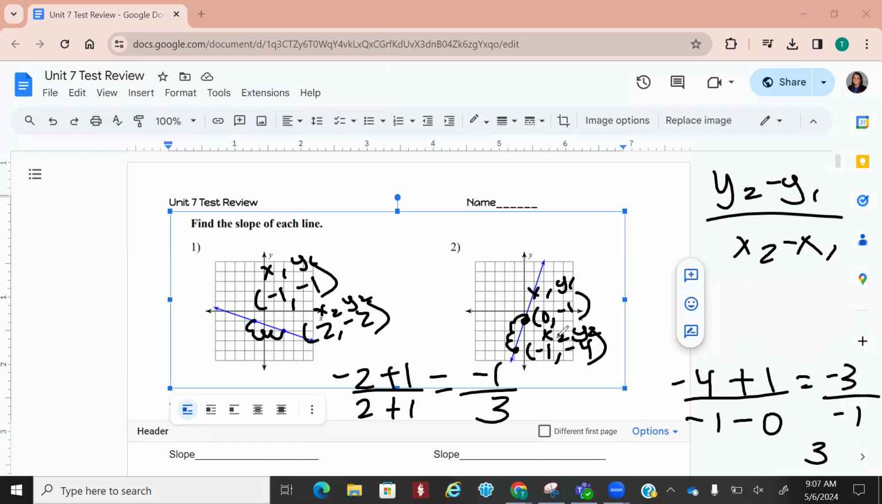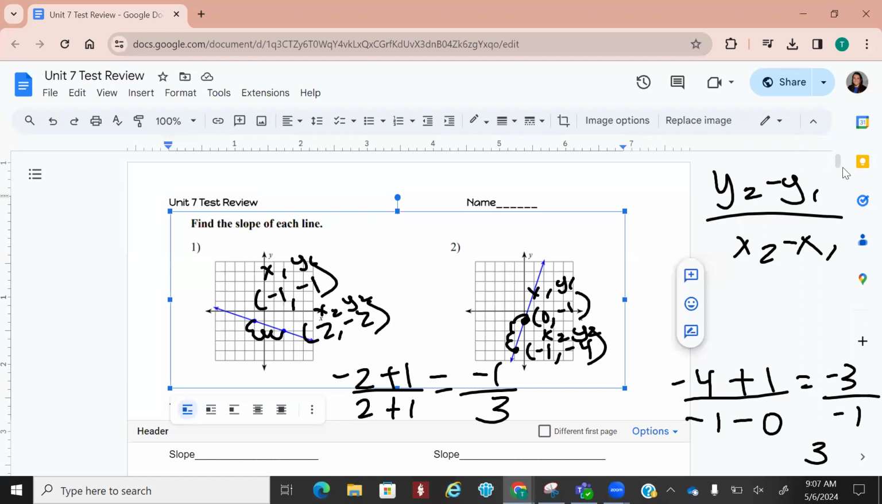So on the next one, they only give you the points. They don't actually give you the graph. So if you're able to plot it, that's fine. Now, if it was like a fraction, like if it was like halfway in between, then you would have to use this formula.